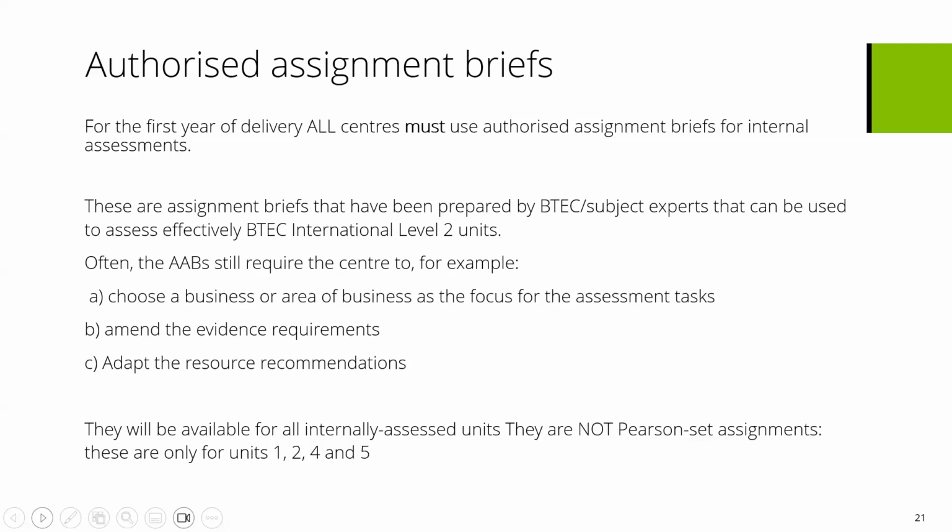You can also amend the evidence requirements within an authorised assignment brief, and that might be because English is a second language, or you want to create a difference between some of the units that you are completing. But you can amend the evidence requirements to whatever you want it to be, as long as the criteria can be met with that assessment evidence method. You can also adapt the resource recommendations. So if there is something very specific that you think your learners need to use in the completion of their assessments, please add that to the resource part of the assignment brief. This is for all of the internally assessed units that you can make these adaptations, but not for Pearson set assignments. So for 1, 2, 4, and 5, you can't make any changes to them, but for the other units, you can.